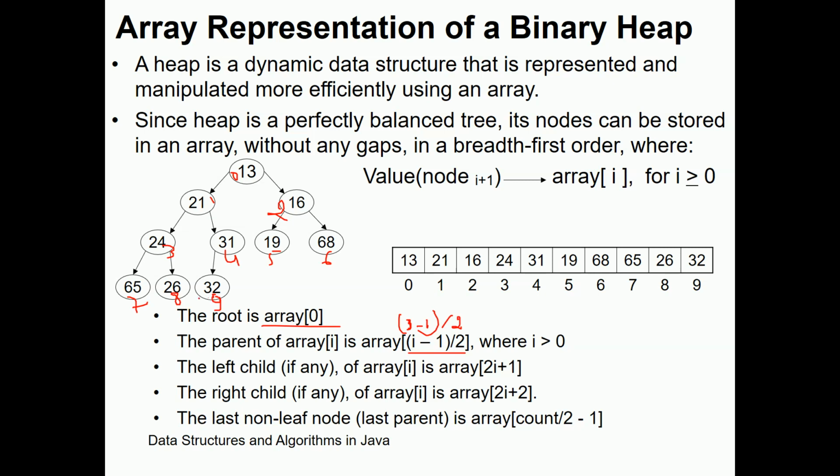Let's find this one, for example, 8. What is the parent of 8? So 8 minus 1, that's 7. 7 divided by 2, 3. And that's where I can find it. So there's always this kind of relationship.